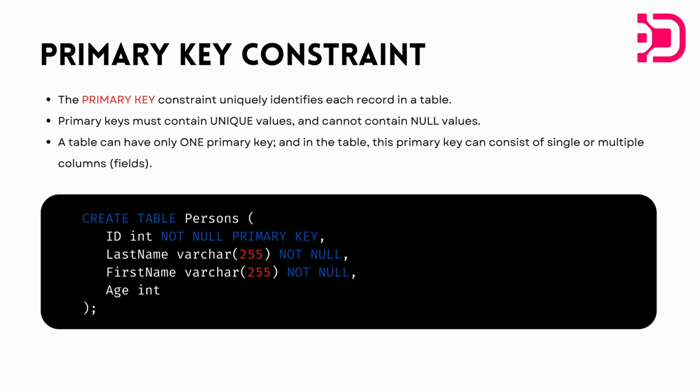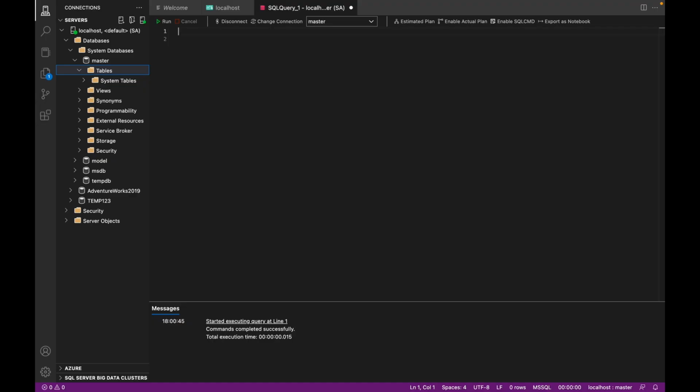So let's just dive into the demo right away, and I'll show you how this primary key works. All right, so I've got some code ready here that is basically just creating a simple table. Now if we look at this code, we're creating a table called persons with 4 columns: ID, last name, first name, age, and that's it. So the ID is of type integer, and we don't need the not null here, but we are specifying the primary key next to it.